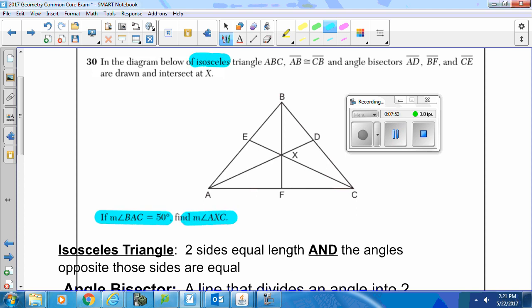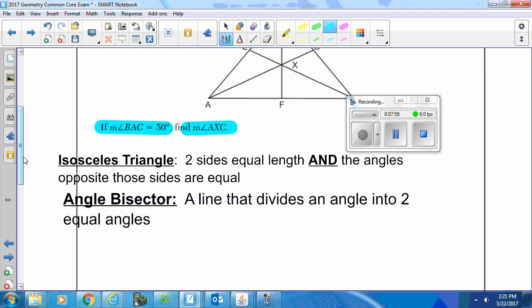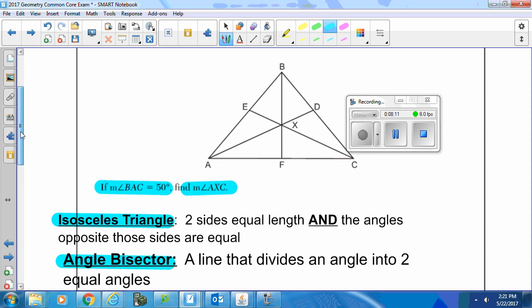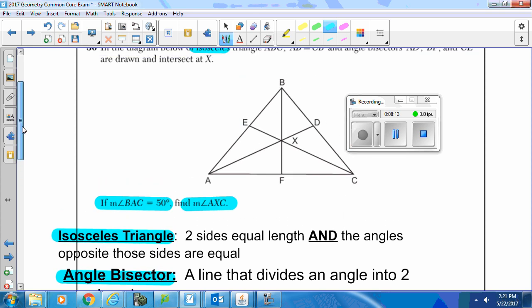Now, a couple things, isosceles triangle. What do we know when it's an isosceles triangle? Down here, I have some information you need to write. 2 sides equal length, and the angles opposite those sides are equal. If you have an angle bisector, it's a line that divides an angle into 2 equal angles. All right, so write those things down.